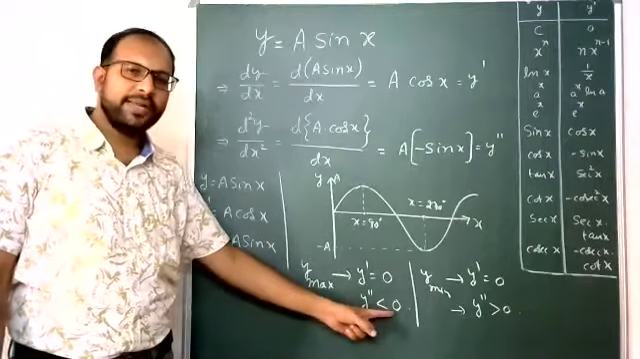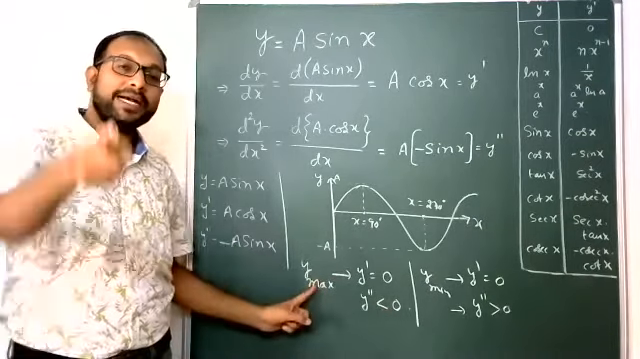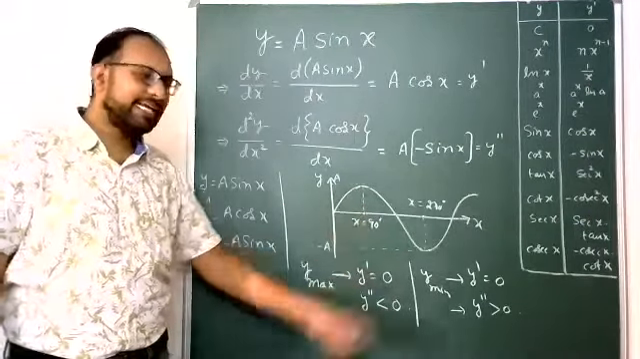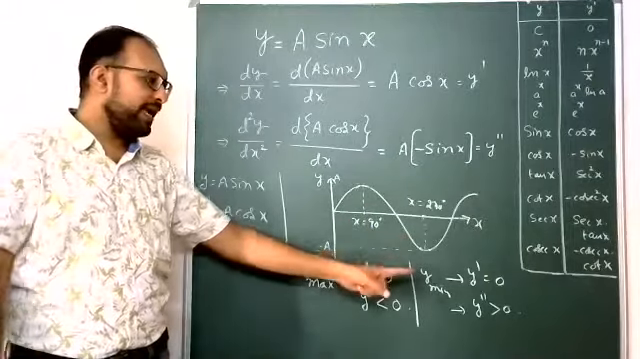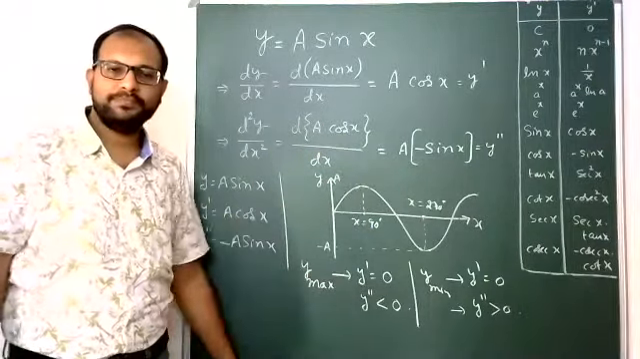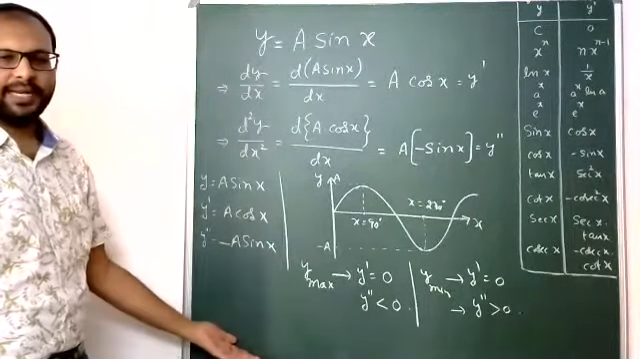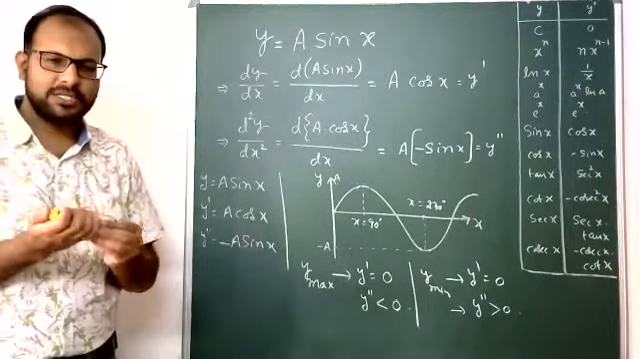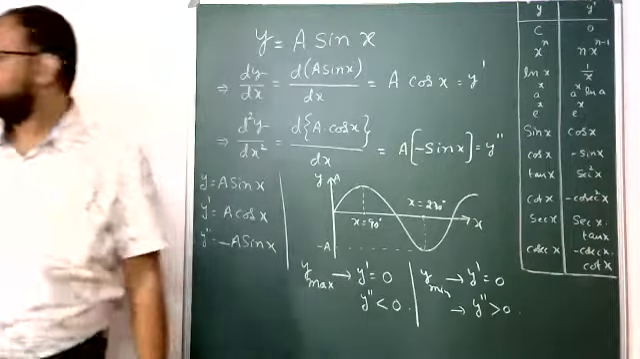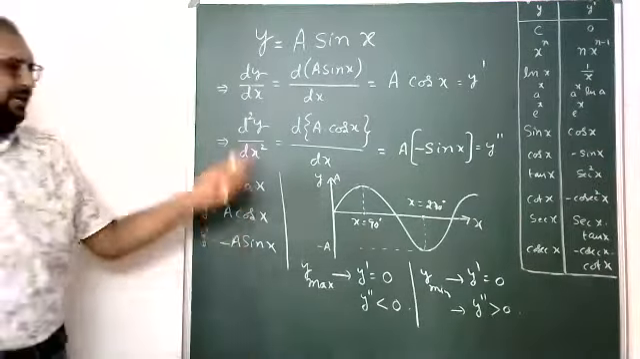Suppose second derivative negative, y has a maximum value. Suppose second derivative positive, y has a minimum value. Okay, so take one screenshot now. Last just 1 minute, not more than 1 minute. Take fast.